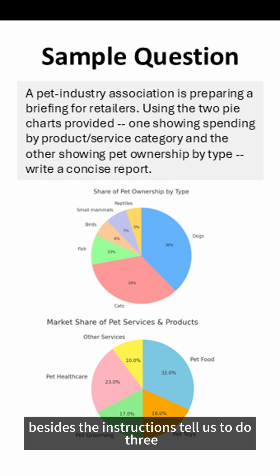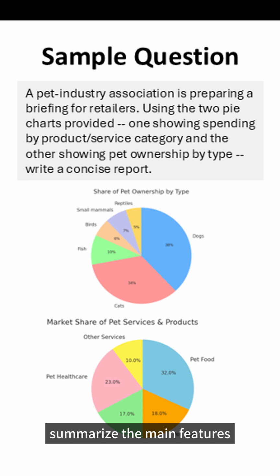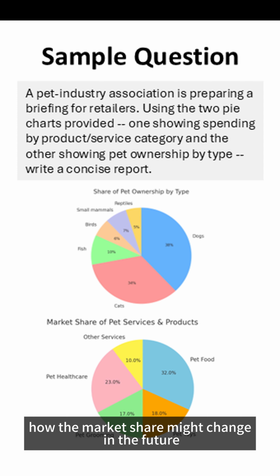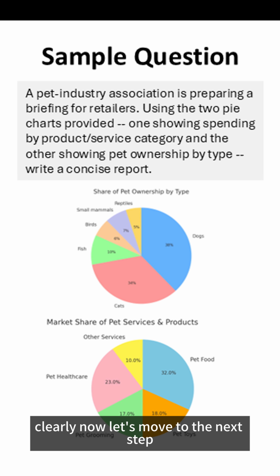Besides, the instructions tell us to do three things: summarize the main features, give possible reasons for the trends, predict how the market share might change in the future. So our report must cover all three of these points clearly. Now, let's move to the next step.